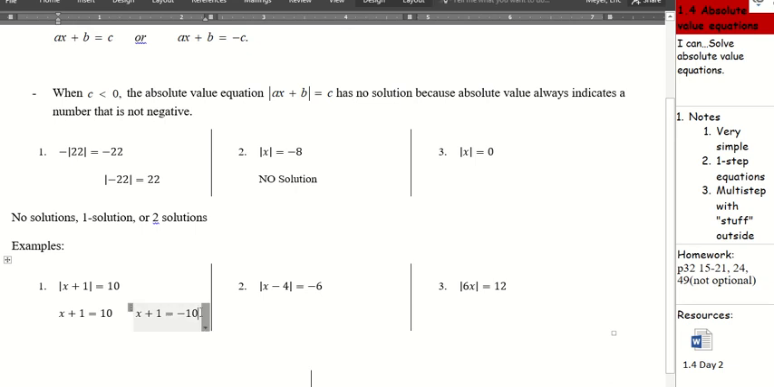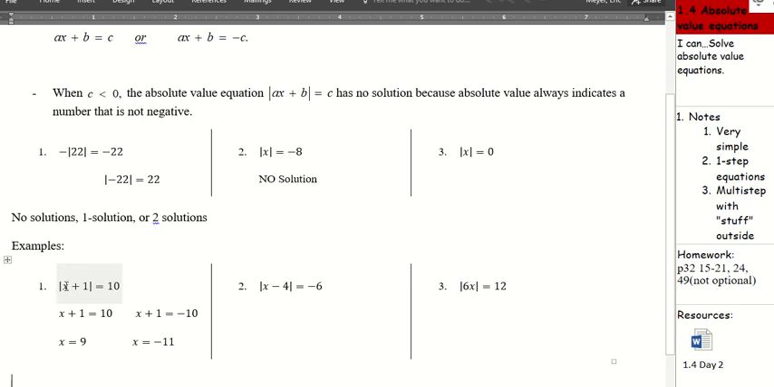So let's solve each equation now. For x plus 1 equals 10, I need to subtract 1 from both sides, so I get x equals 9. On this one, we subtract 1 from both sides, so we get x equals negative 11, because negative 10 minus 1 is negative 11. So here I have two solutions: x equals 9 and x equals negative 11, because those are the only two things that work for this. And of course, we check our answer.